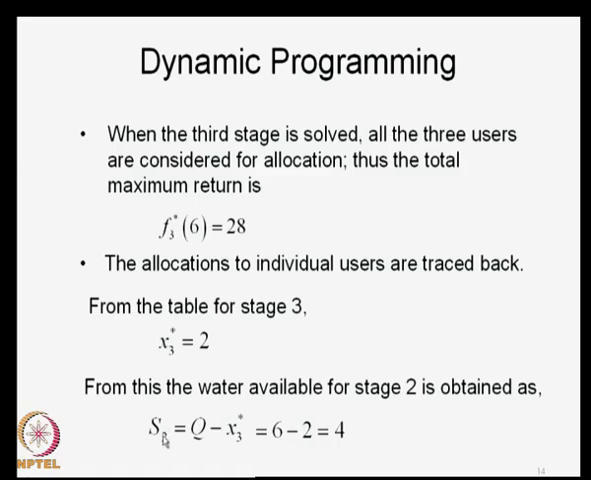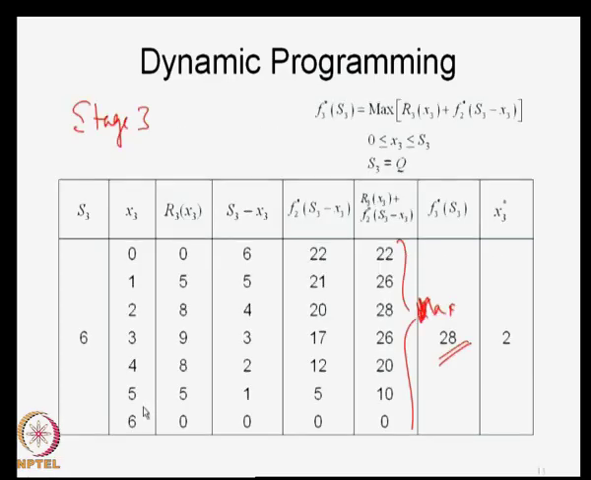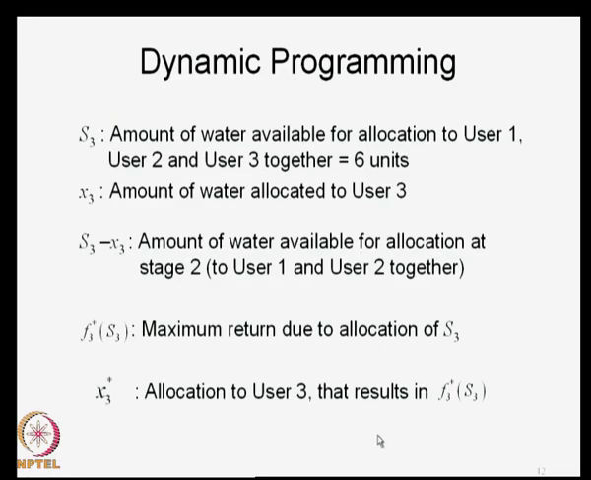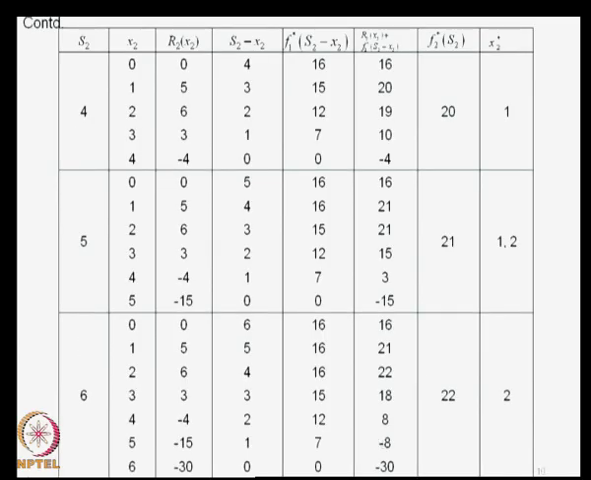So, we get S2, which is the amount of water available to be allocated to user number 2 and user number 1 together, is Q minus X3 star, which is equal to 4 units. Then you go to stage number 2 calculations. So, you are saying that 4 is available. So, S2 is equal to 4. Go to stage number 2 calculation, look at what is the corresponding allocation for S2 is equal to 4.